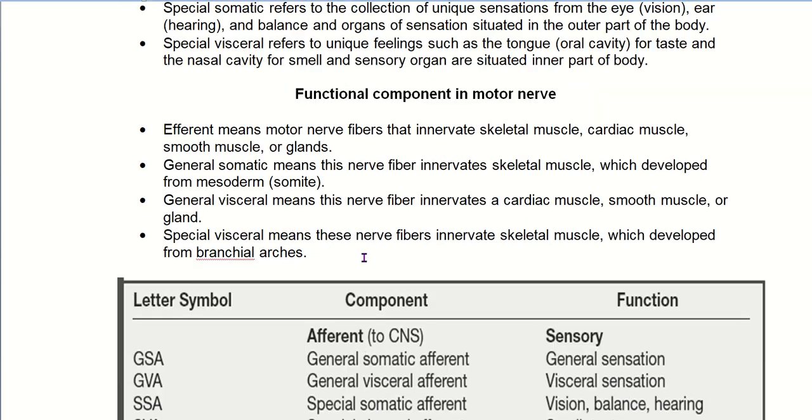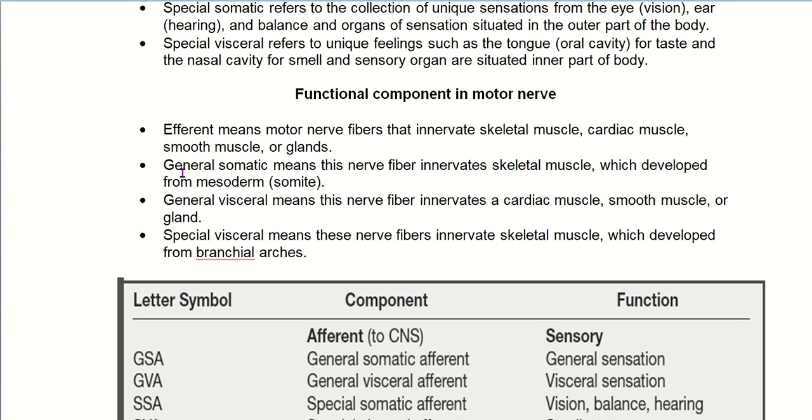The functional component in motor nerve. In motor nerve, efferent means motor nerve, and it innervates skeletal muscle, cardiac muscle, smooth muscle and gland.